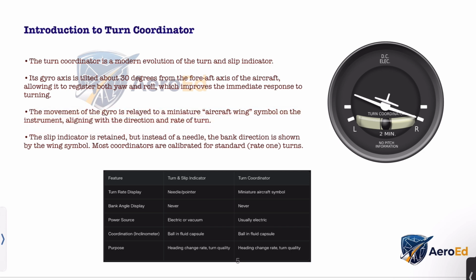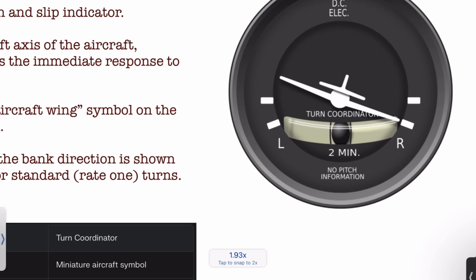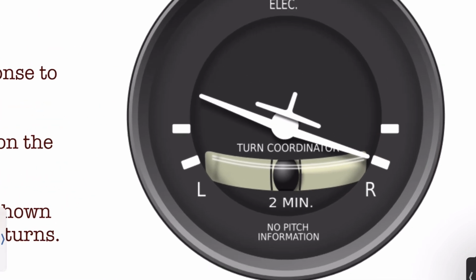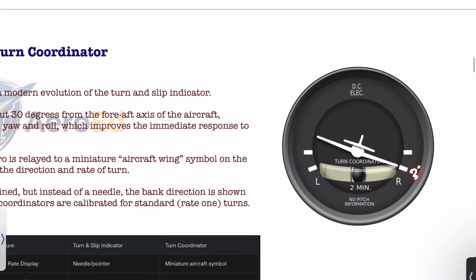As you can see, the needle is now replaced with this miniature aircraft. In this case the aircraft is turning towards the right, and the wing of the aircraft is pointing towards the scale, which means the aircraft is maintaining rate one. I have already told you about rate one. That means it is maintaining 3 degrees per second, or 360 degrees in 2 minutes.